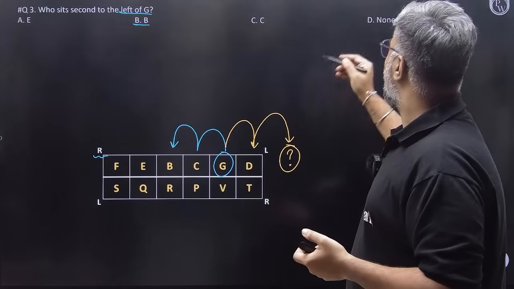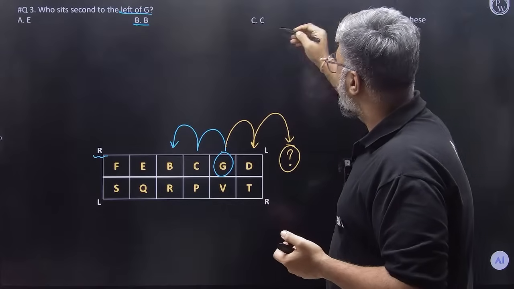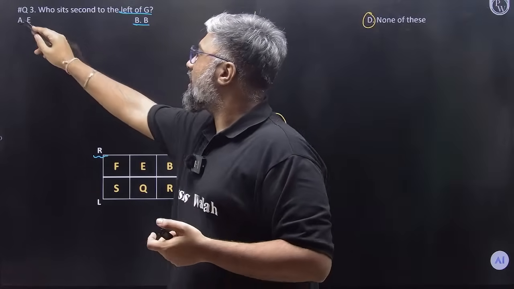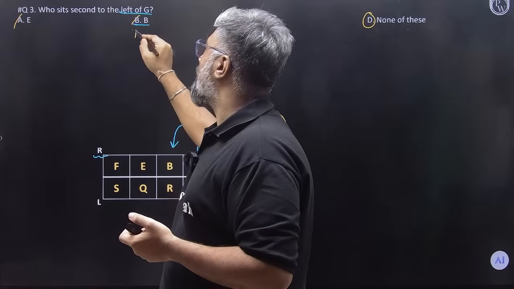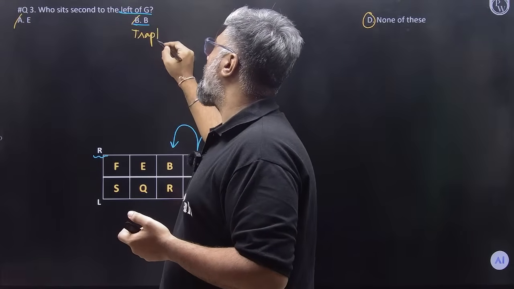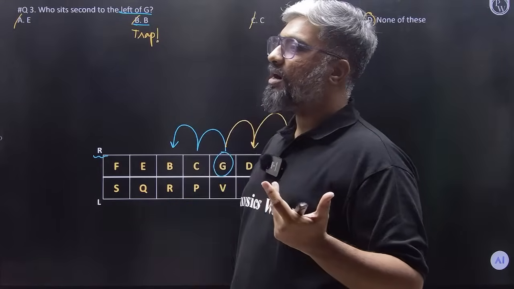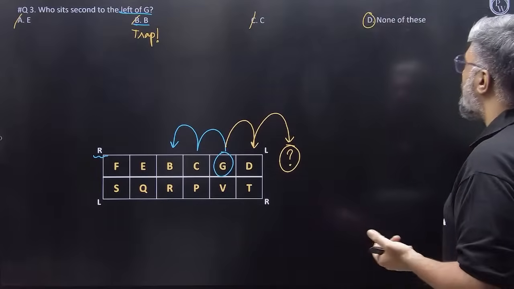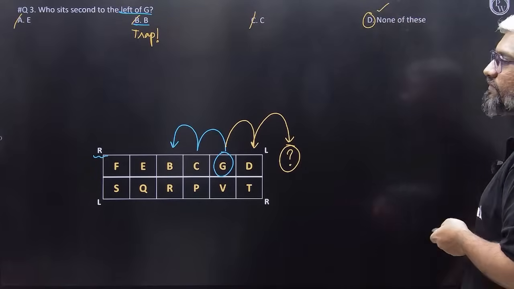So none of these. It can't be C, it can't be B, it can't be E also. In fact, B would be a very big trap if you had told it. But you all somehow have started becoming smarter. So anyway, none of these. Yes.